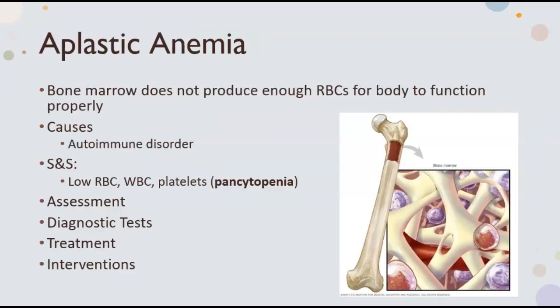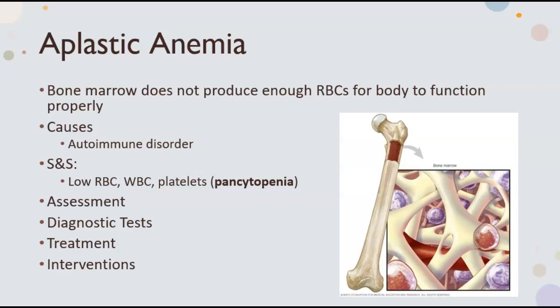Next anemia we'll talk about is aplastic anemia. This is rare but very serious, and this is when the bone marrow does not produce enough red blood cells for the body to function properly. So we know that bone marrow produces red blood cells, white blood cells, and platelets. So patients with aplastic anemia are usually pancytopenic.